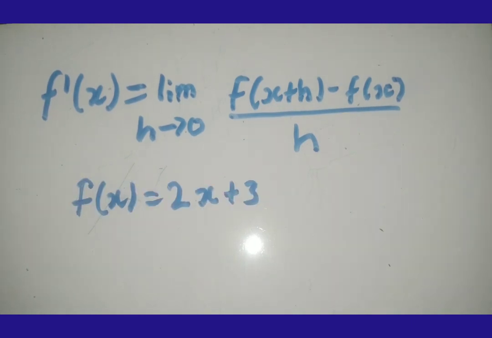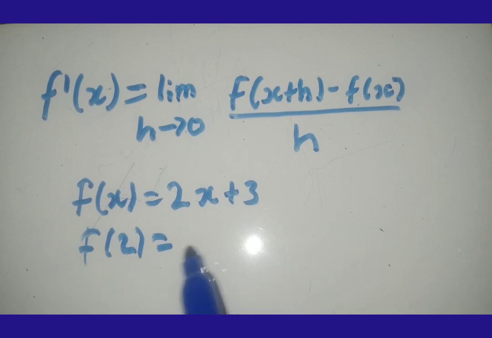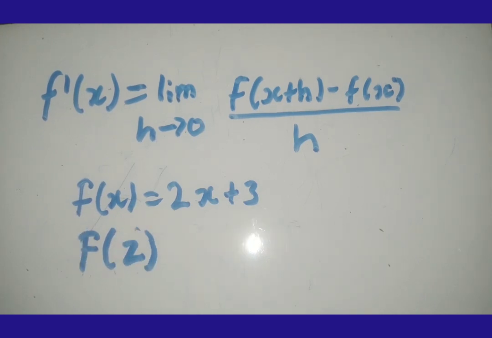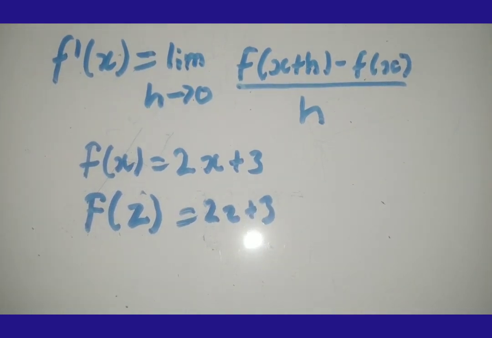So let's begin. Let's just say we have f of x equals 2x plus 3. If they ask you f of 2, you would literally substitute everywhere you see x with 2, so you say 2 times 2 plus 3. Or if it's f of z, it means that wherever you see x you will just replace it with z. So that is what it will literally become.